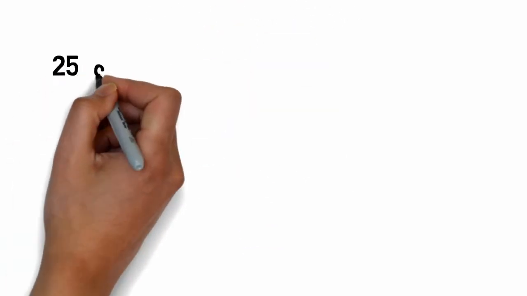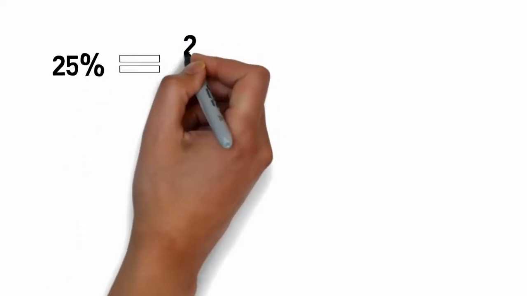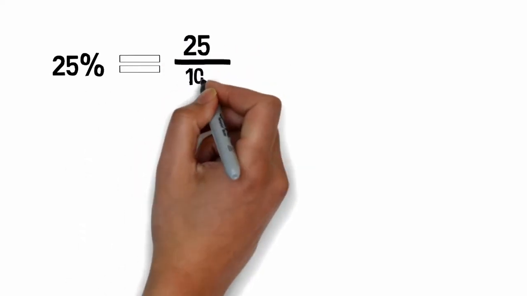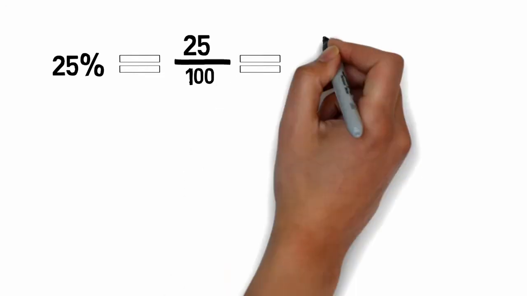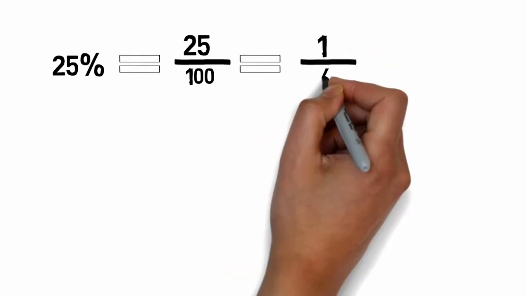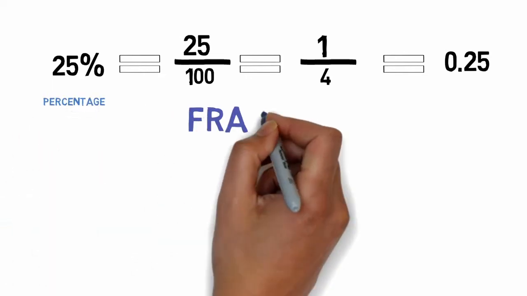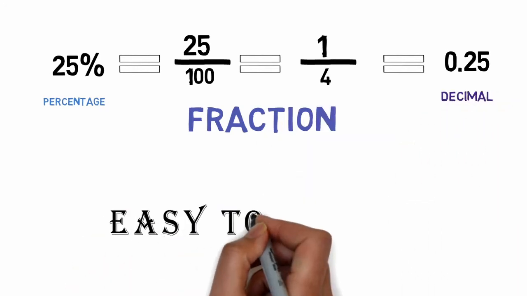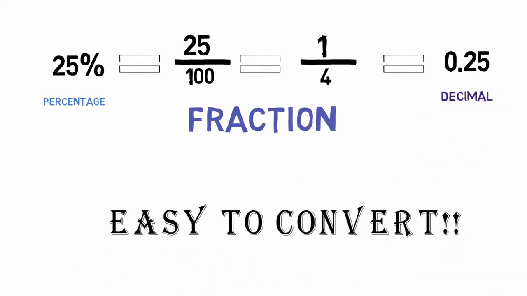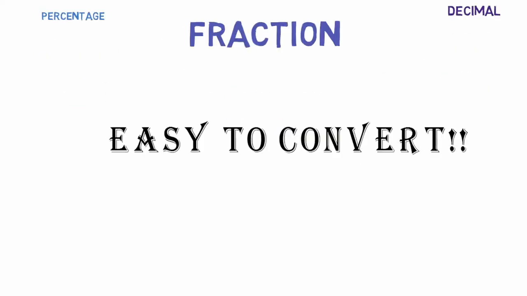Since it is a comparison between two numbers, we can also express it as a fraction. 25% is nothing but 25 divided by 100, which is also 1 by 4, and in decimal format we can represent it as 0.25. There are mainly three ways to represent it: percentage, fraction and decimal, and it's easy to convert between these formats. You will find many questions in which you will be asked to convert from one format to another, so keep it in mind.